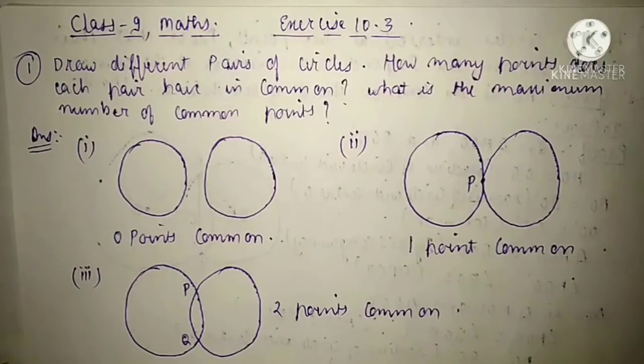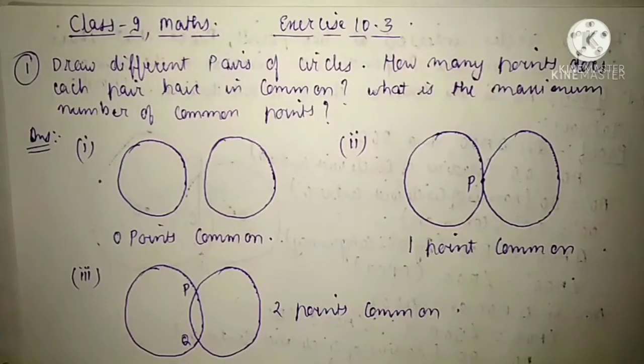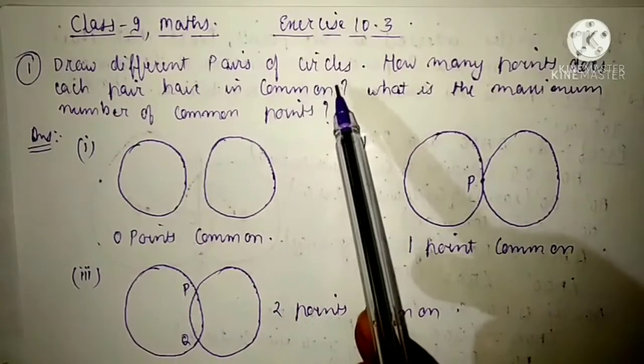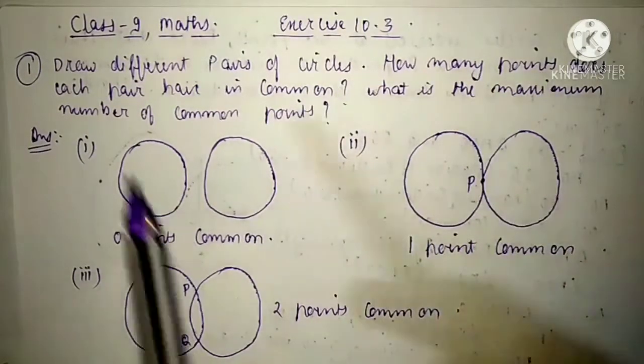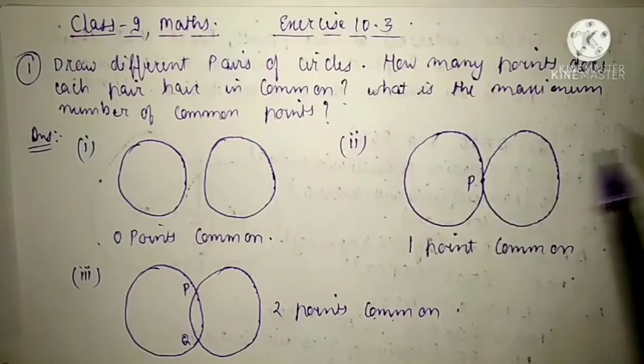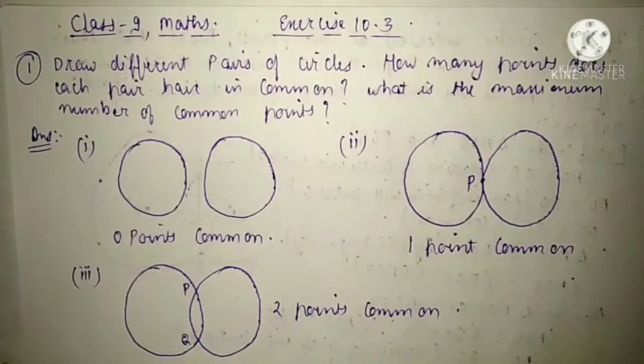So today we will start our new exercise, that is exercise 10.3. Now see the first question. Draw different pairs of circles. How many points does each pair have in common? What is the maximum number of common points?